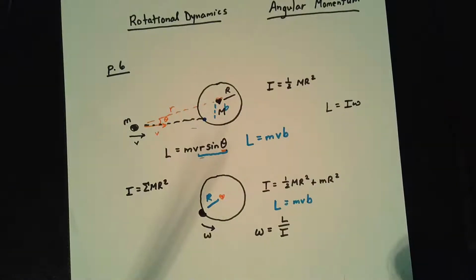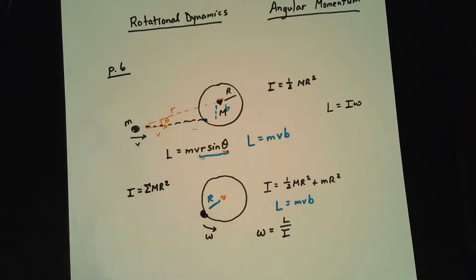If you have an object that's rotating within itself, that's when you get things like the 2/5 mr squared, the 1/2 mr squared, the mr squared for a hoop, the 2/3 mr squared for a hollow sphere, things like that. So Leah, I hope that answered your question. If it didn't, please let me know and I will go back to it.